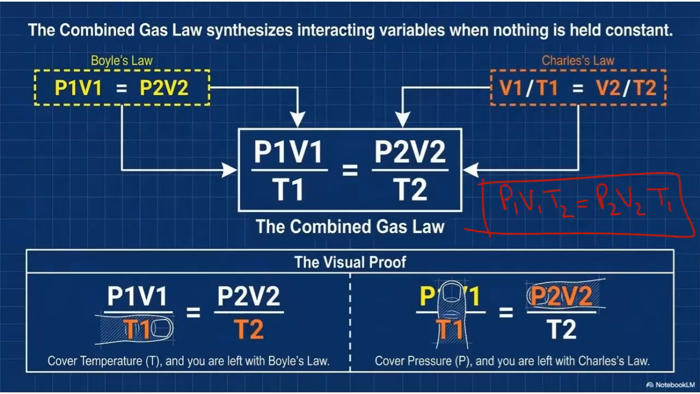The same way I use the ideal gas law to derive these equations, I could use the combined gas law to derive Boyle's law or Charles' law. Because if I want Boyle's law, I know the temperatures are going to be constant, so I can cancel them out. You end up with Boyle's law. If I want Charles' law, pressure is going to be constant, so you can cancel them out. You end up with Charles' law.